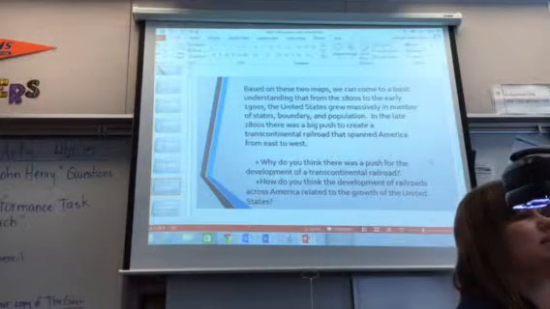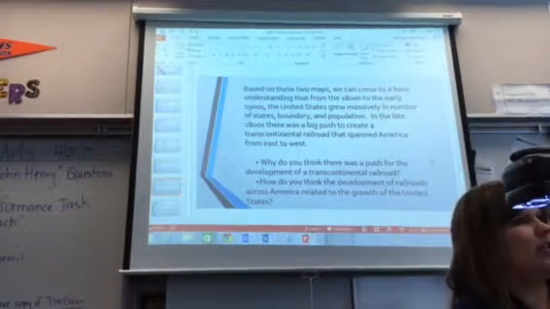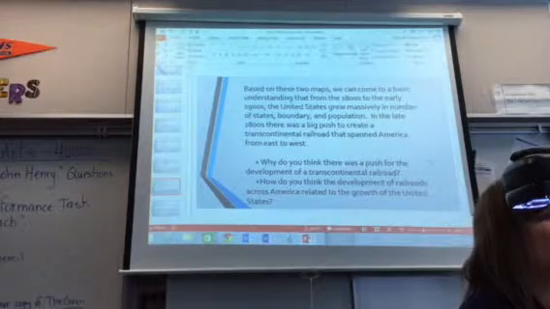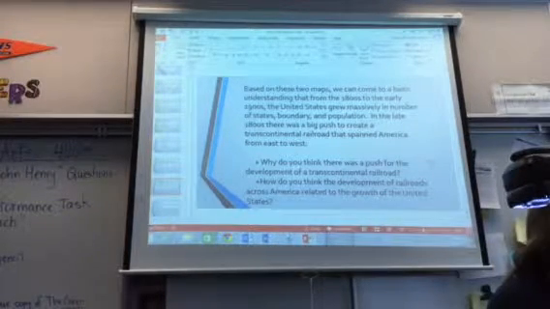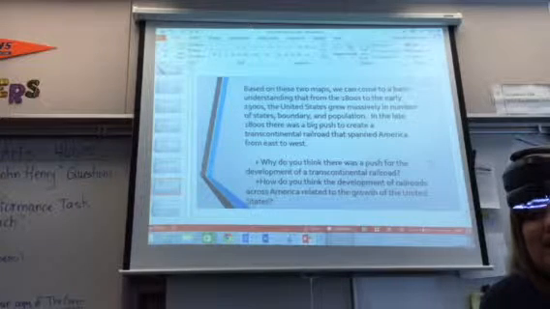Transcontinent. Trans means across. Continent means the land we live on. So across the continent. From one side, from one ocean to the next. From sea to shining sea.